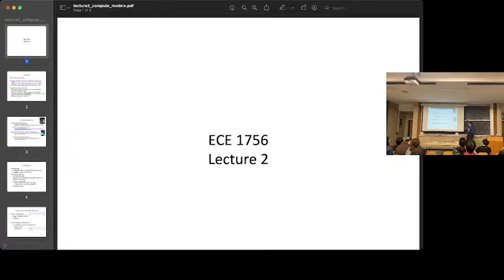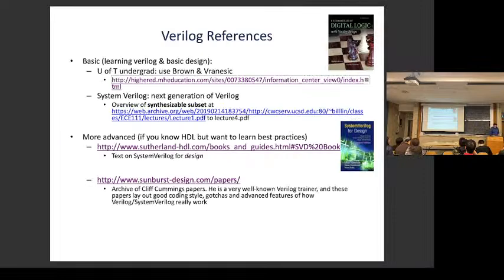What we use for our own undergrads at U of T is this book by Brown and Vranesic, a professor and a professor emeritus at U of T. We're not the only ones who use this. It's a best-selling Verilog textbook. There are a couple of copies in the library, and you can go buy your own if you want to learn how to do basic digital design in Verilog.